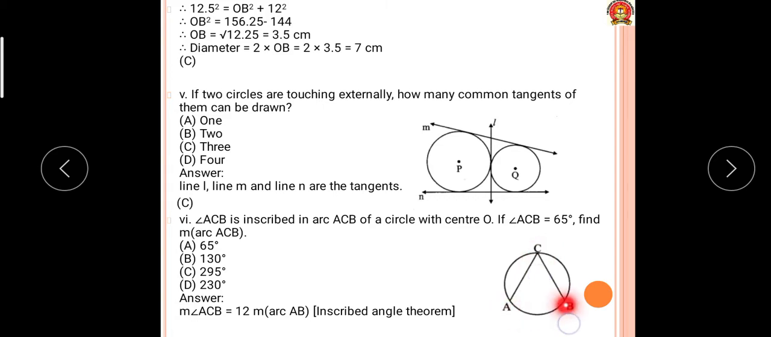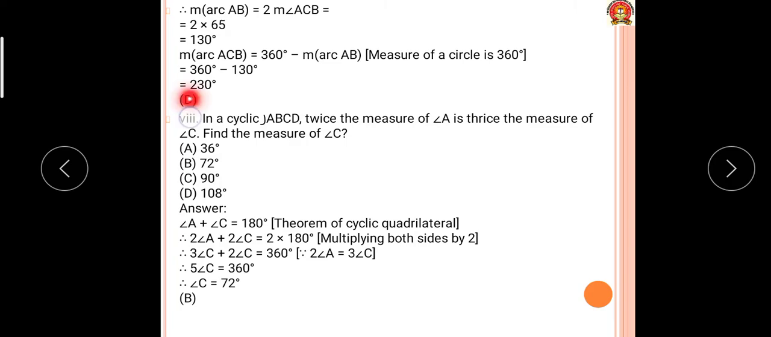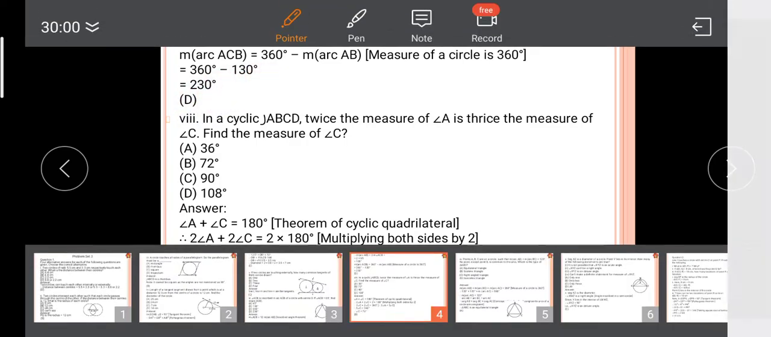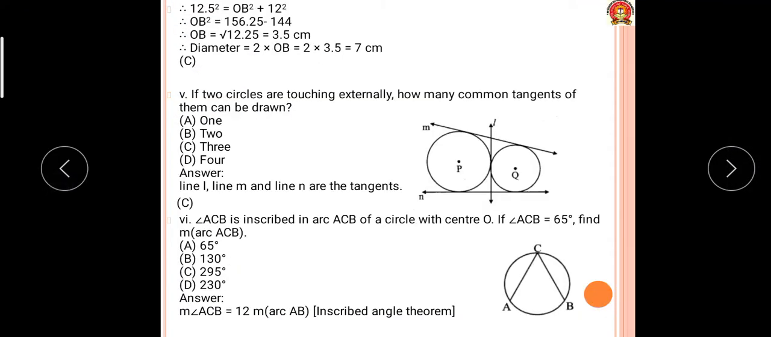So, it is 130. So, the total is 360. 360 minus 110. Sorry, 130. Why 130? Because angle ACB is 65, not 55. 65. So, AB is an arc which is intercepted by the angle ACB. Angle ACB is inscribed in the arc AB.